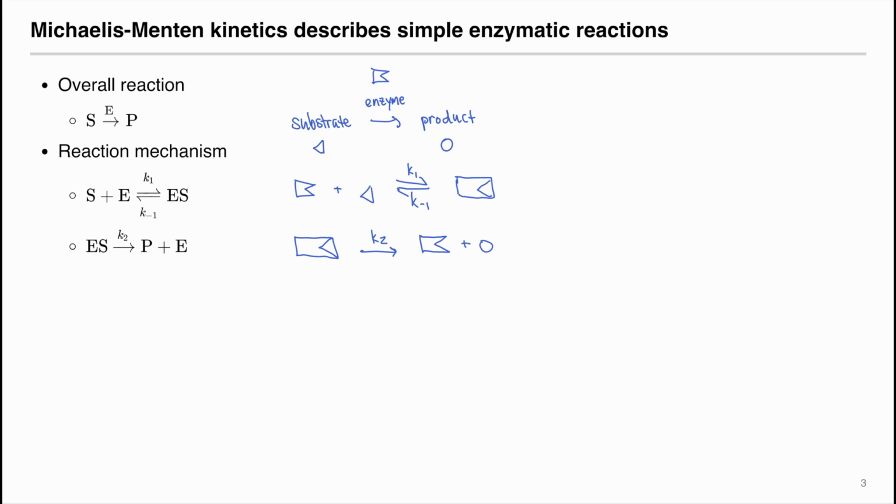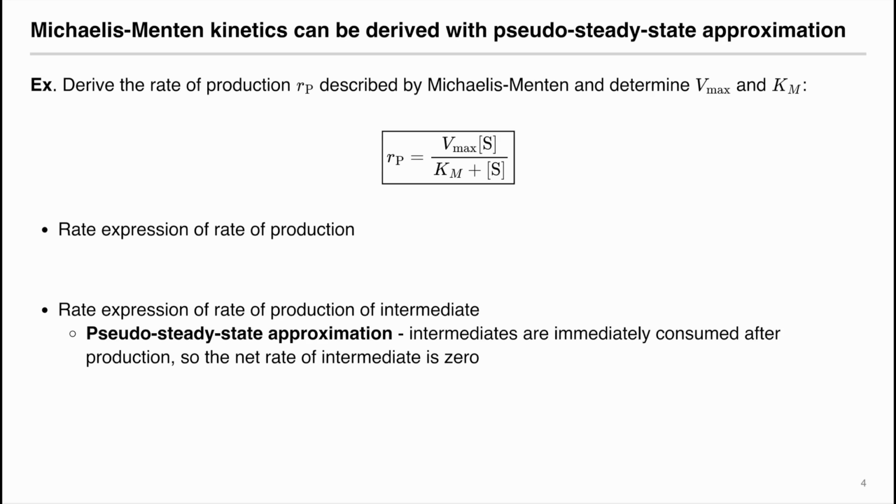We will describe this simple enzymatic reaction with some simplifying assumptions, and the result is the Michaelis-Menten kinetics. Now let's derive the rate of production, r_P, described by Michaelis and Menten, and determine Vmax and KM. We will first consider the reaction mechanism of substrate plus enzyme with a forward rate and a reverse rate of an equilibrium reaction going to enzyme-substrate complex. The enzyme-substrate complex goes irreversibly through a rate constant of k2 to the product, releasing the enzyme.